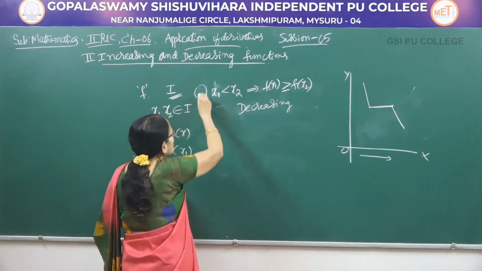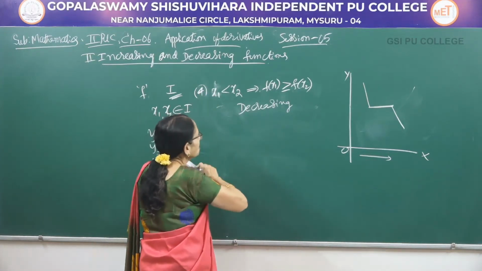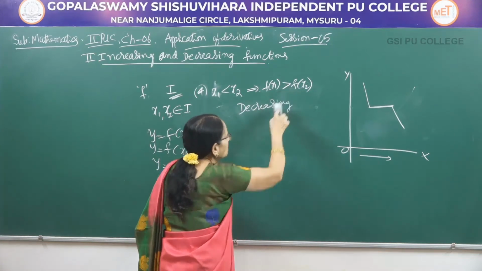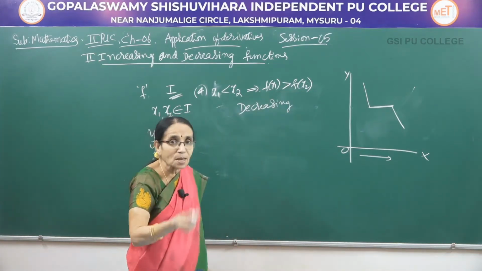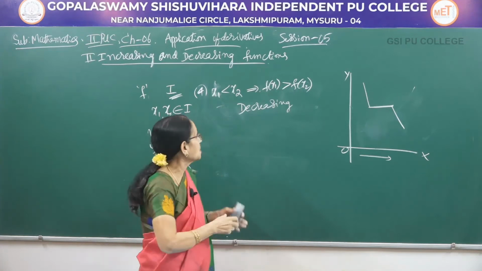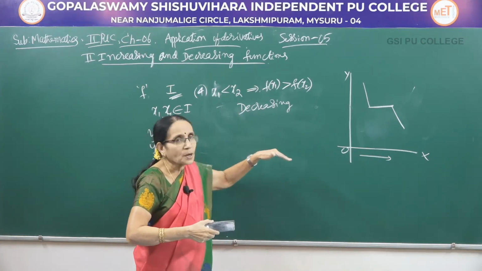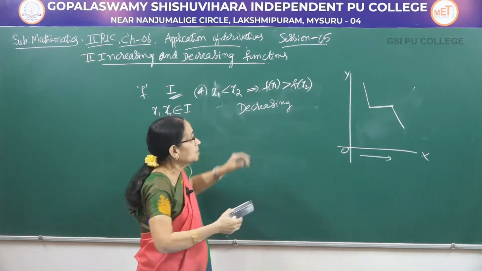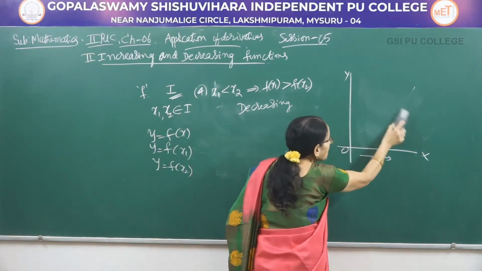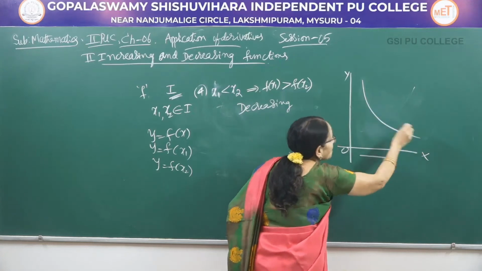Now take the fourth one. Here we don't have the equality. If we don't have the equality, it is a strict inequality. So for all x1 less than x2, the values of x would be increasing, the values of y would be decreasing continuously like this.